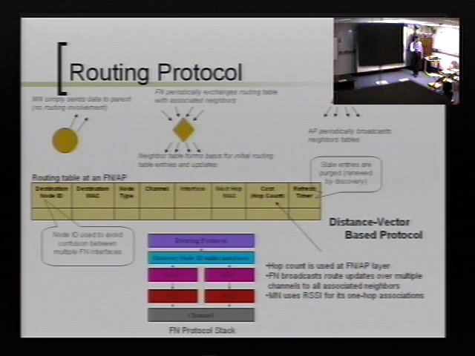The routing protocol that we used for our implementation, like I said, is based on distance vector DSDV. Each FN and AP periodically sends out routing updates with the current information about which mobile nodes are attached and which other forwarding nodes are within range. And since this is a multi-channel network, we also need to keep track of which channel a particular node exists on and the interface, of course.